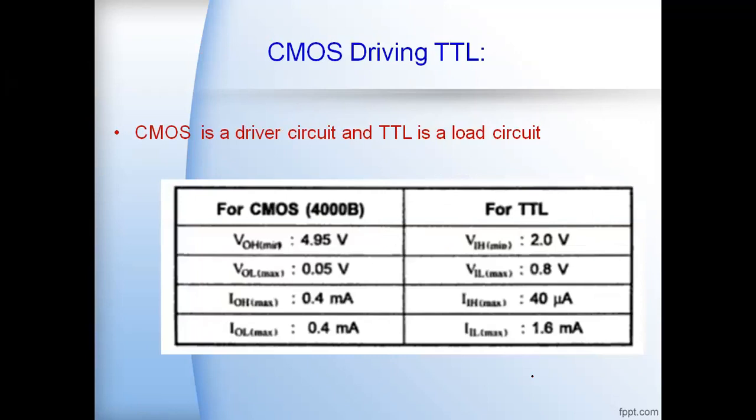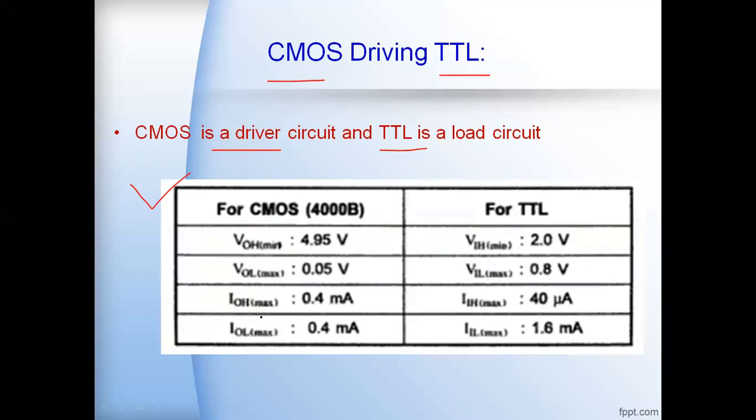Now we will go to the second one. Till now, we have seen that the TTL is driving the CMOS gates here. Now the CMOS is driving the TTL here. So when the CMOS outputs are driving the TTL inputs, the CMOS circuit is the driver circuit and the TTL is the load circuit here.